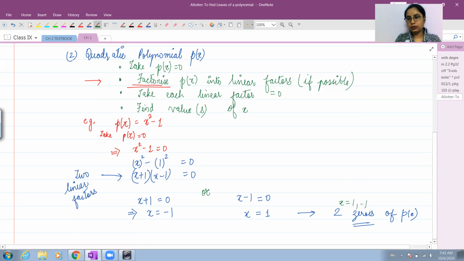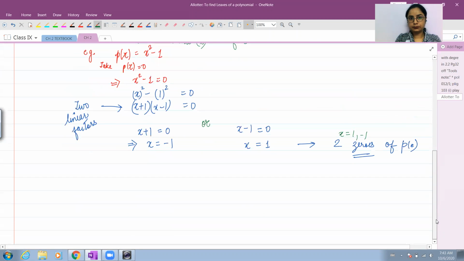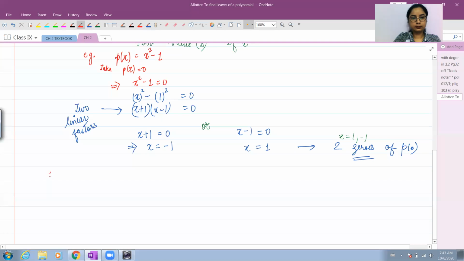Let's take one more example. The first step is to take p(x) equals to 0. This will imply that x square plus 10x plus 25 is equal to 0. We are looking for the values of x which are going to make this expression equal to 0. Now we want to factorize our left hand side. If you can figure out that left hand side is forming an identity, well and good. Otherwise, we will go with splitting the middle term.